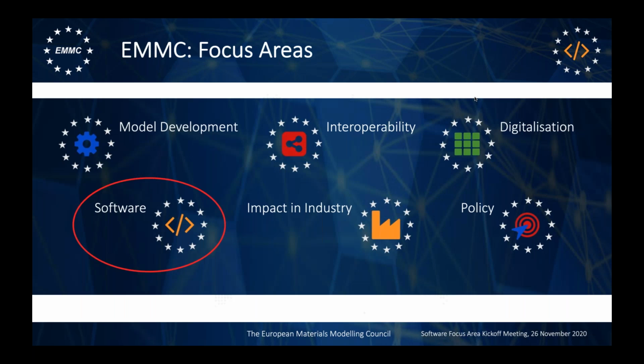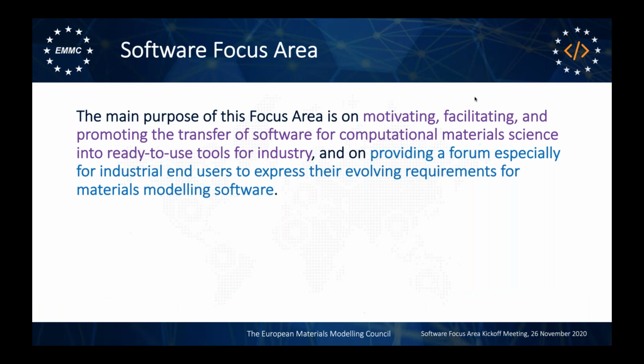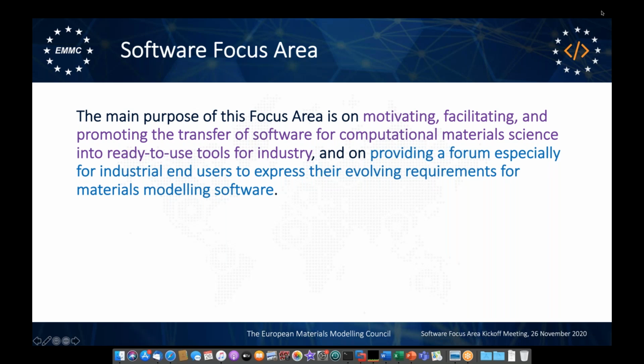Okay, so far about the EMMC as a whole, the EMMC ASBL, and as you know, the EMMC ASBL is grouped into 6 different focus areas, and we are here today together to discuss the means and the goals of the software focus area. Okay, this is also from the web page, and that gives you the main focus of this focus area, which is actually twofold, and it consists of motivating, facilitating, and promoting the transfer of software for computation and material science into ready-to-use tools for industry.